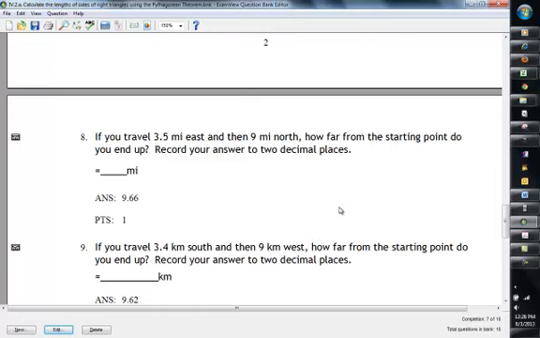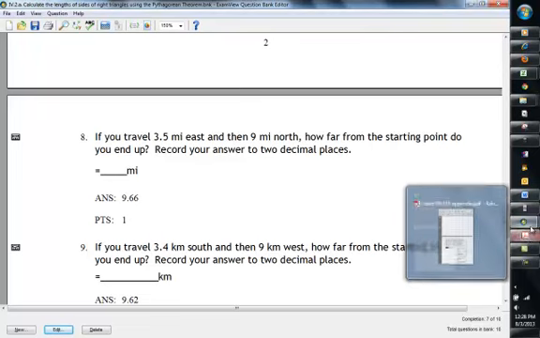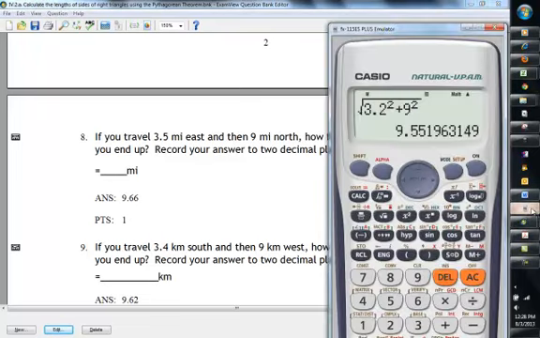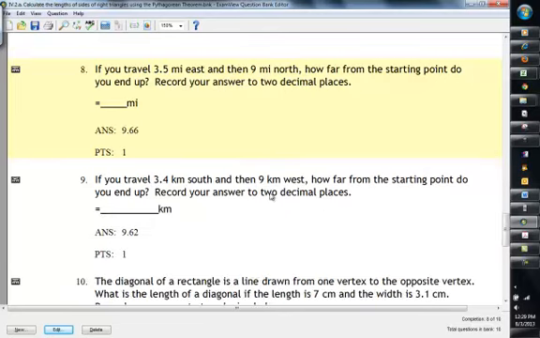Next one, you travel 3.5 miles east and then 9 miles north. How far are you from your starting point? Okay, so let's see here. Get my calculator. Square root of 3.5 squared plus 9 squared, and we get 9.66.